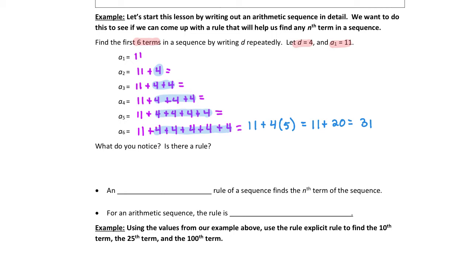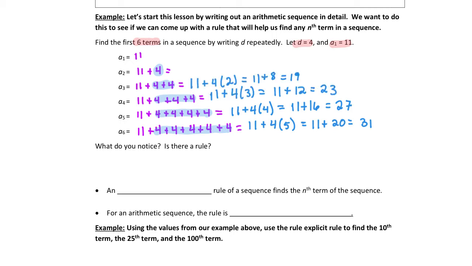I can go back up to a of 5, and I'm going to collapse this one to 11 plus 4 times 4, since there's 4 fours in this one. And that's going to give me 11 plus 16, and that would make 27. If I repeat this, I get the same values I did before. In fact, I can even do that for the second term, 11 plus 4 times 1. And that's just going to be 11 plus 4, which equals 15.